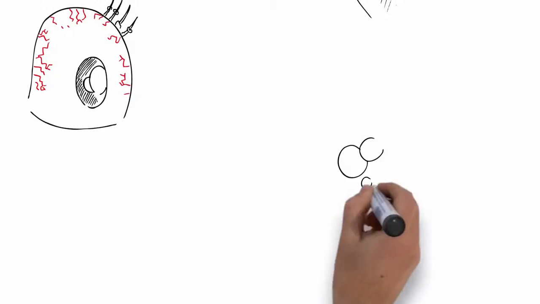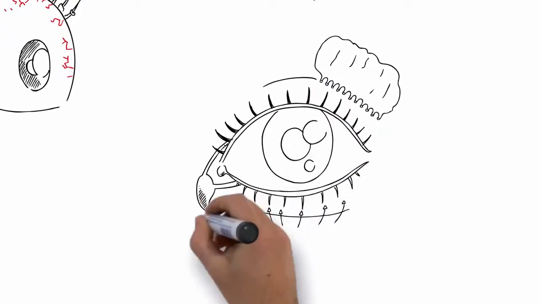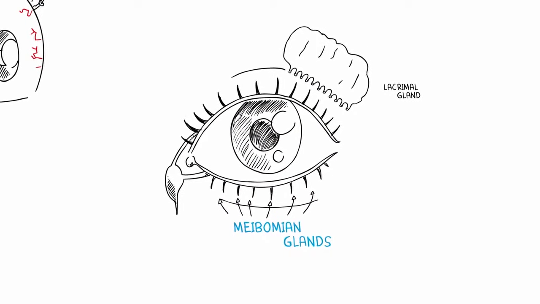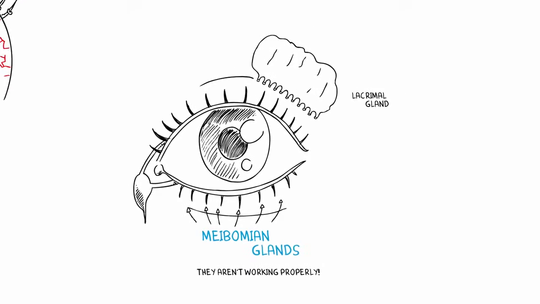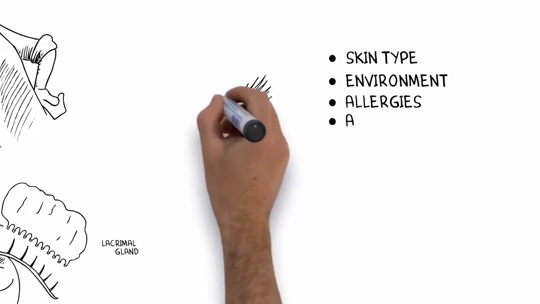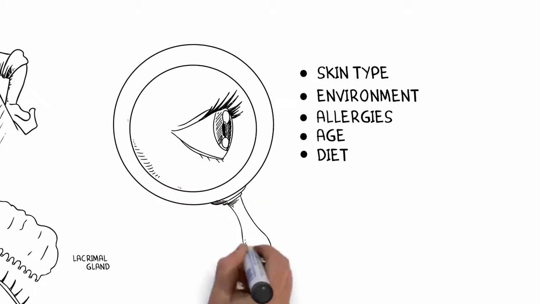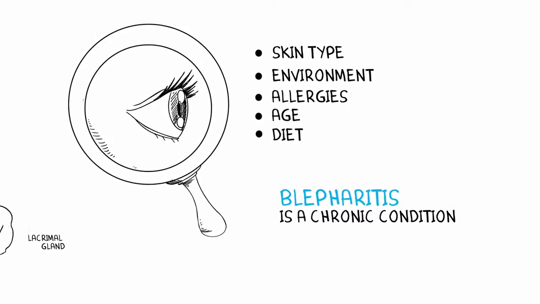Blepharitis occurs when glands located in the eyelids get blocked and can't produce enough oil to lubricate your eyes. These glands are called meibomian glands, and when they aren't working properly, your eyes and you get irritated. Your skin type, environment, allergies, age, and diet all play a role in blepharitis. The bad news is that blepharitis is a chronic condition that never completely goes away.